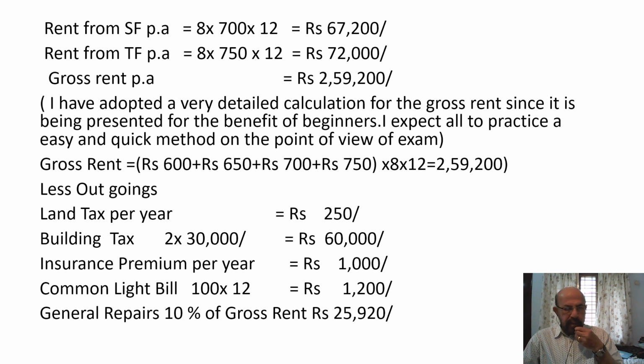Less outgoings. Land tax per year 250, building tax 30,000 per 6 months, so for 1 year 2 into 30,000 is equal to 60,000. Insurance premium per year 1,000. Common light bill 100 into 12 is equal to 1,200. General repairs 10% of gross rent. It is about 10 to 15%. Here I am assuming 10%. If you want, we can assume 15% also. So the repairs amount, 10% of the gross rent, is equal to rupees 25,920.